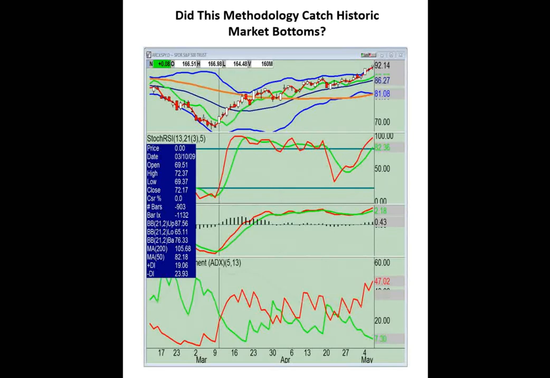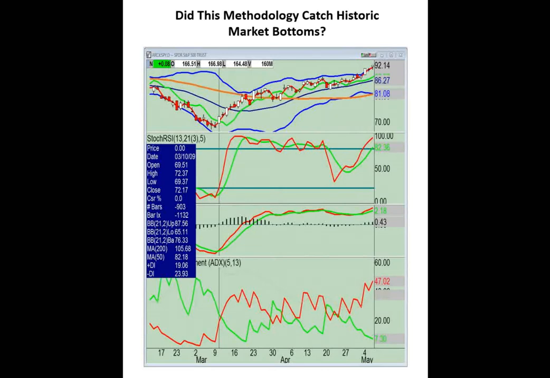So the next question that comes up is, hey, the methodology seems pretty cool. How does it do around historic tops and historic bottoms? So this is the low of March of 09. And you can see back here the market bottom in the financial crisis. The S&P went down to 666.